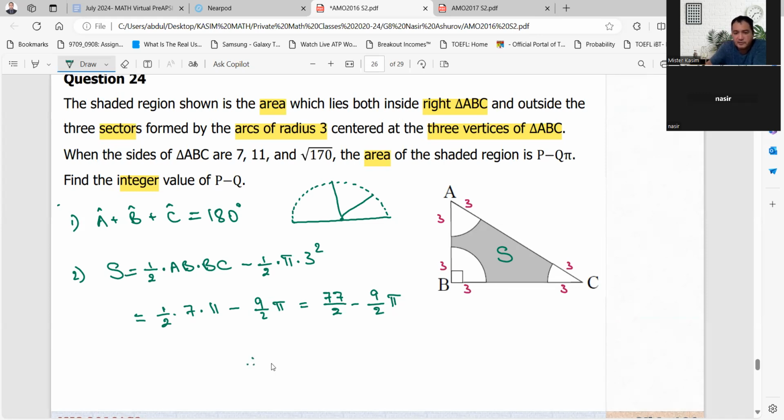So now we need to find the answer, P minus Q. What is P? 77 over 2. Minus, what is Q? 9 over 2, which is equal to 68 over 2, and that's equal to 34, right? So that's why this was a really beautiful question of 34. But of course, if you don't see that, you cannot solve this question. It's really hard.